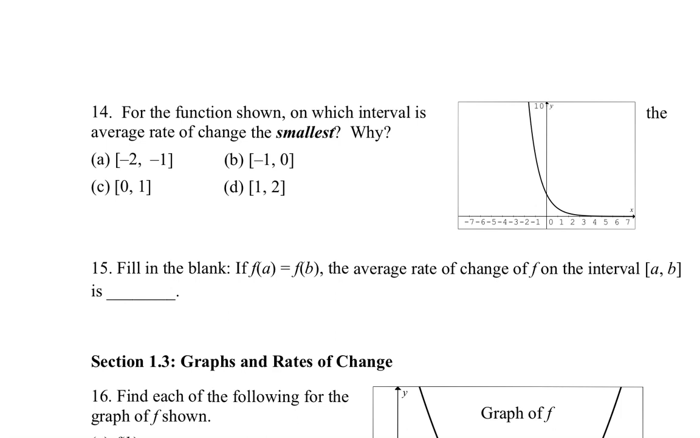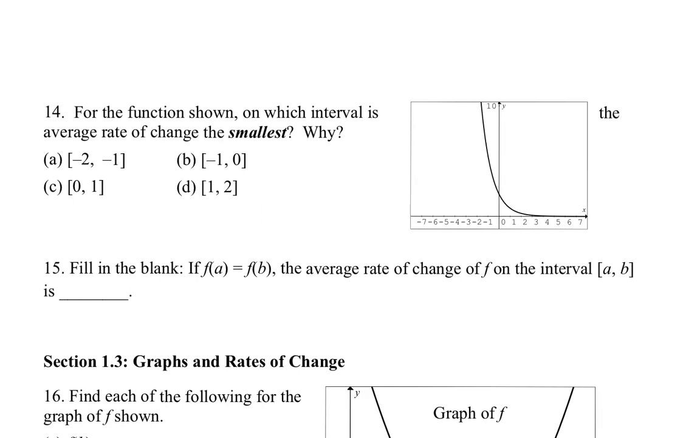So for this question here, we're looking at which interval has the smallest rate of change. So we're looking at from -2 to -1, -1 to 0, 0 to 1, and from 1 to 2. I guess my first step here would just be to look at the graph.